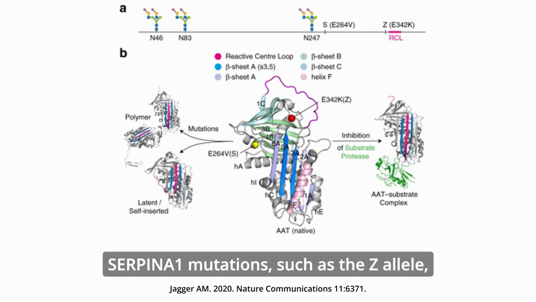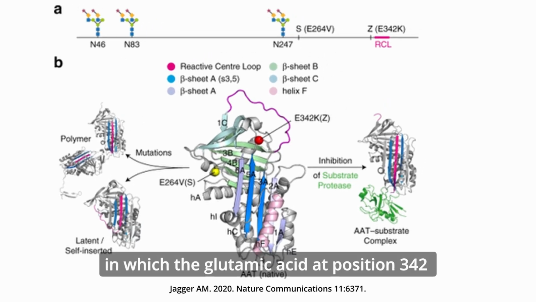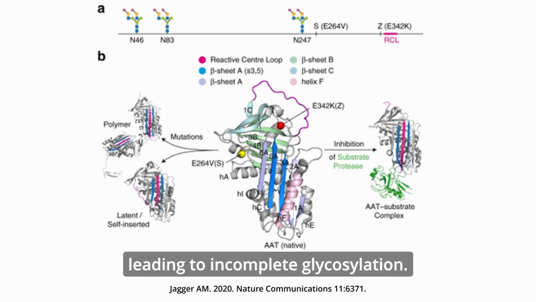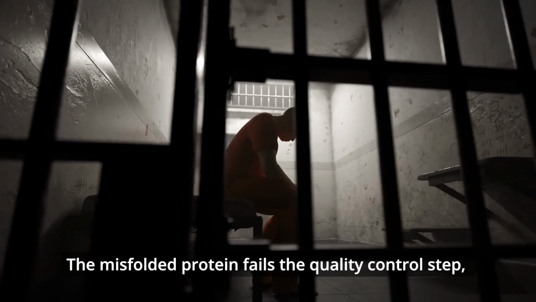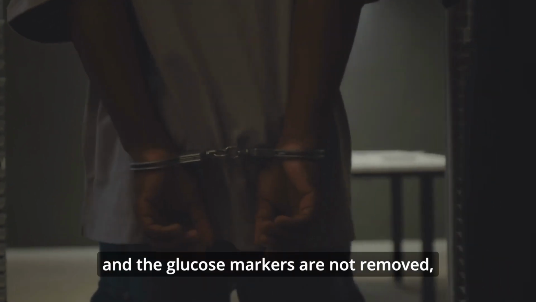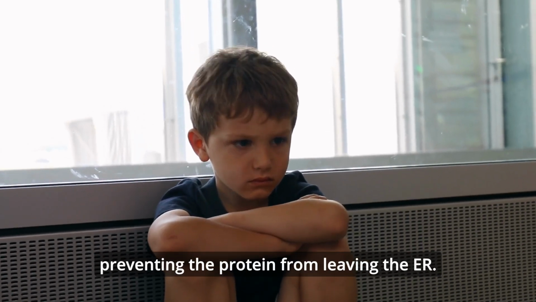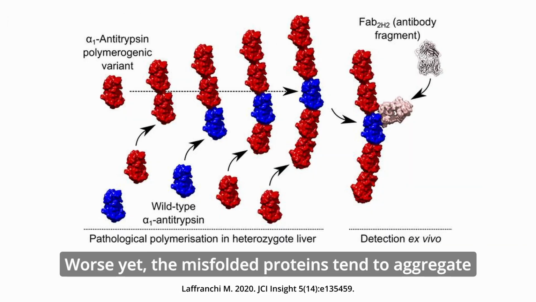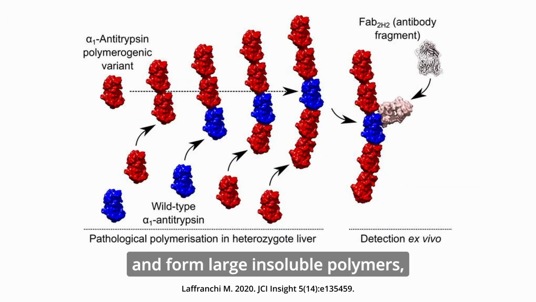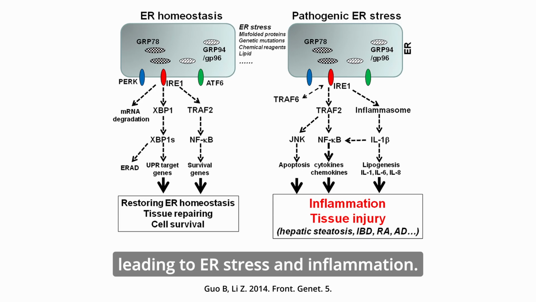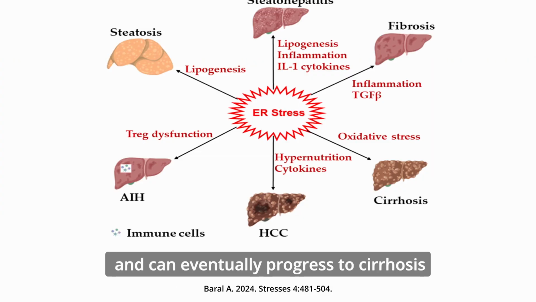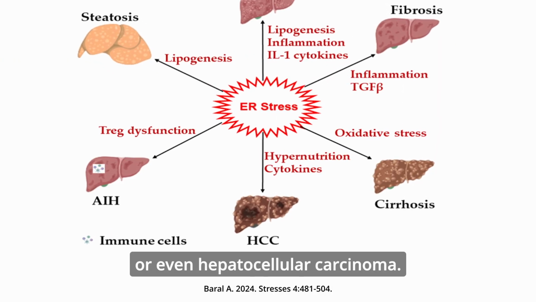SERPINA1 mutations, such as the Z allele, in which glutamic acid at position 342 is replaced with lysine, change the 3D structure of the protein, leading to incomplete glycosylation. The misfolded protein fails the quality control step, and the glucose markers are not removed, preventing the protein from leaving the ER. Defective alpha-1 antitrypsin begins to accumulate in the ER. Worse yet, the misfolded proteins tend to aggregate and form large insoluble polymers, leading to ER stress and inflammation. The liver is a remarkably resilient organ, but chronic ER stress damages the liver and can eventually progress to cirrhosis or even hepatocellular carcinoma.